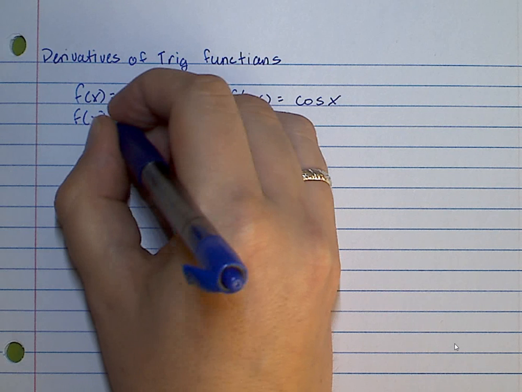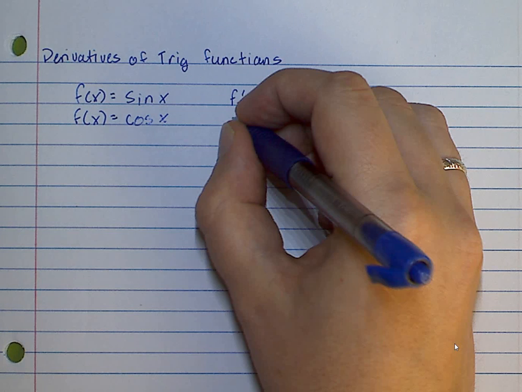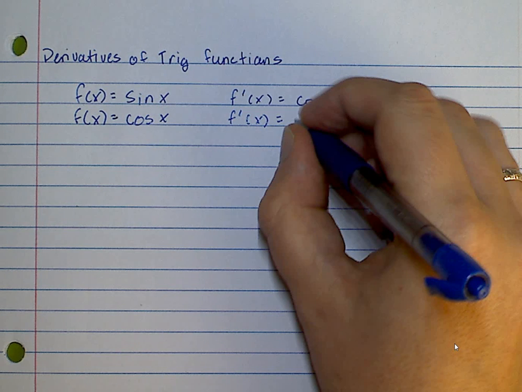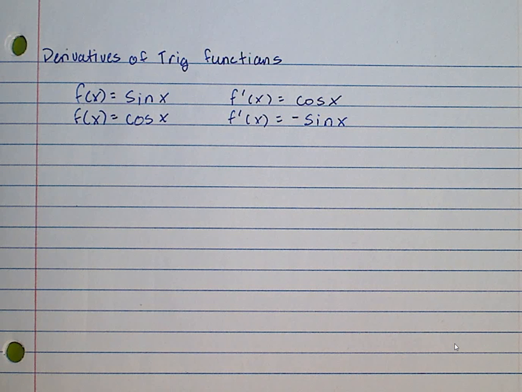So let's say f of x is cosine x. Then f prime of x, the derivative of that, is negative sine x. Wait, the derivative of cosine is negative sine x? That's weird. But why is that?